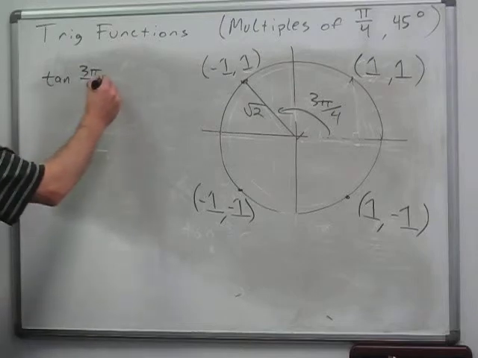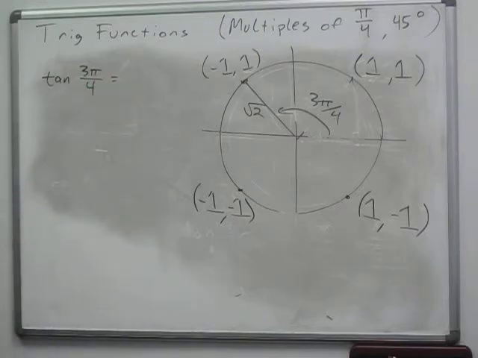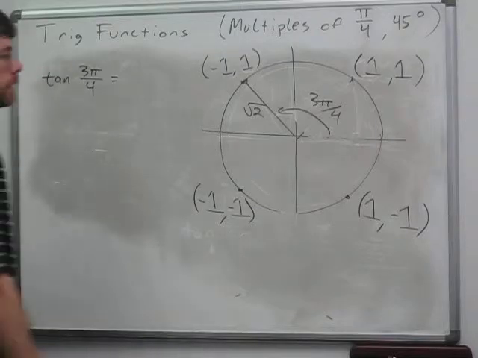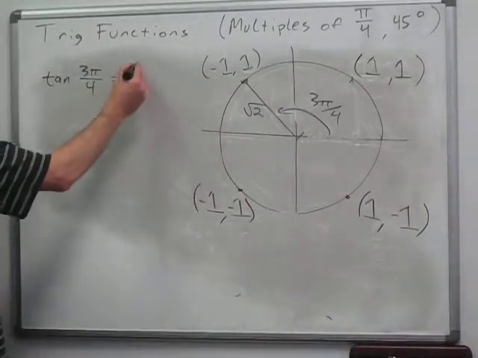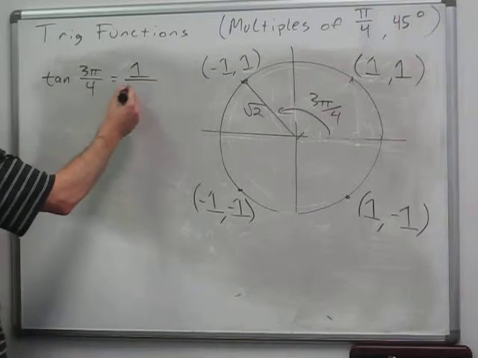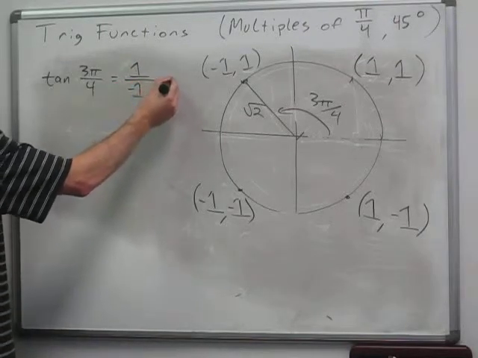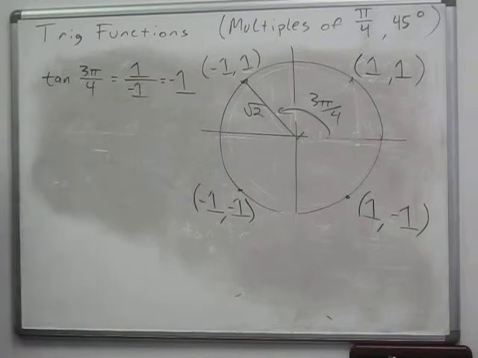So, a couple ways to think about this. Maybe you remember that tangent on a circle is defined to be y over x. So my y-coordinate is 1, my x-coordinate is -1. So tangent of 3 pi over 4 is -1.